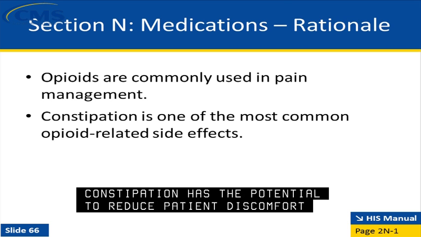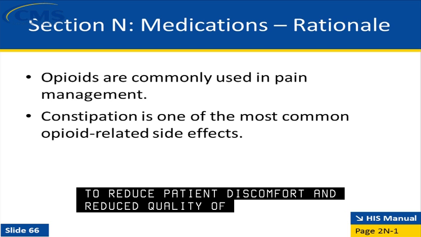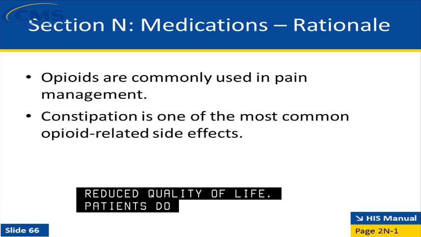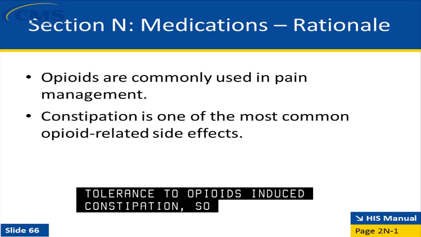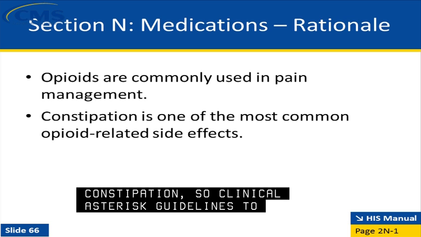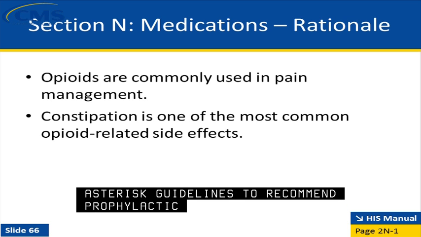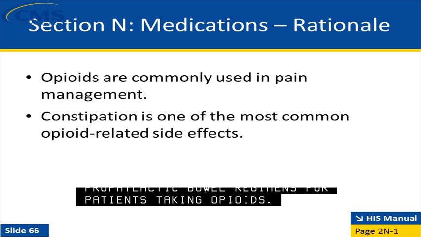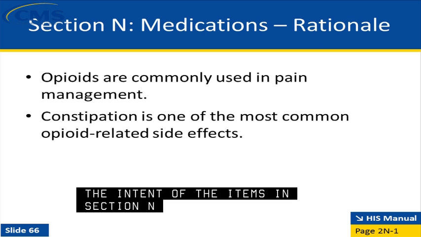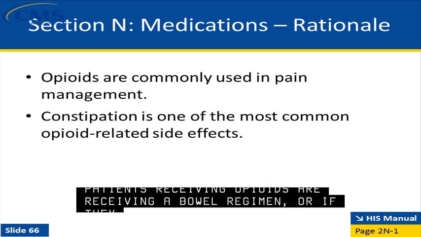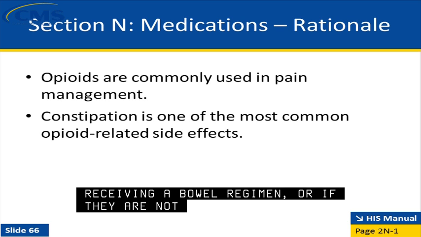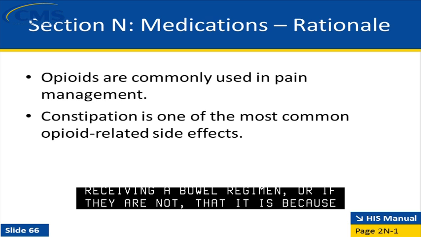Patients do not develop a tolerance to opioid-induced constipation, and so clinical practice guidelines do recommend prophylactic bowel regimens for patients that are taking opioids. The intent of the items in Section N is to determine whether patients that are receiving opioids are also receiving a bowel regimen, or if they're not receiving a bowel regimen, that it is because there's a documented reason why a bowel regimen would not be appropriate for that particular patient.